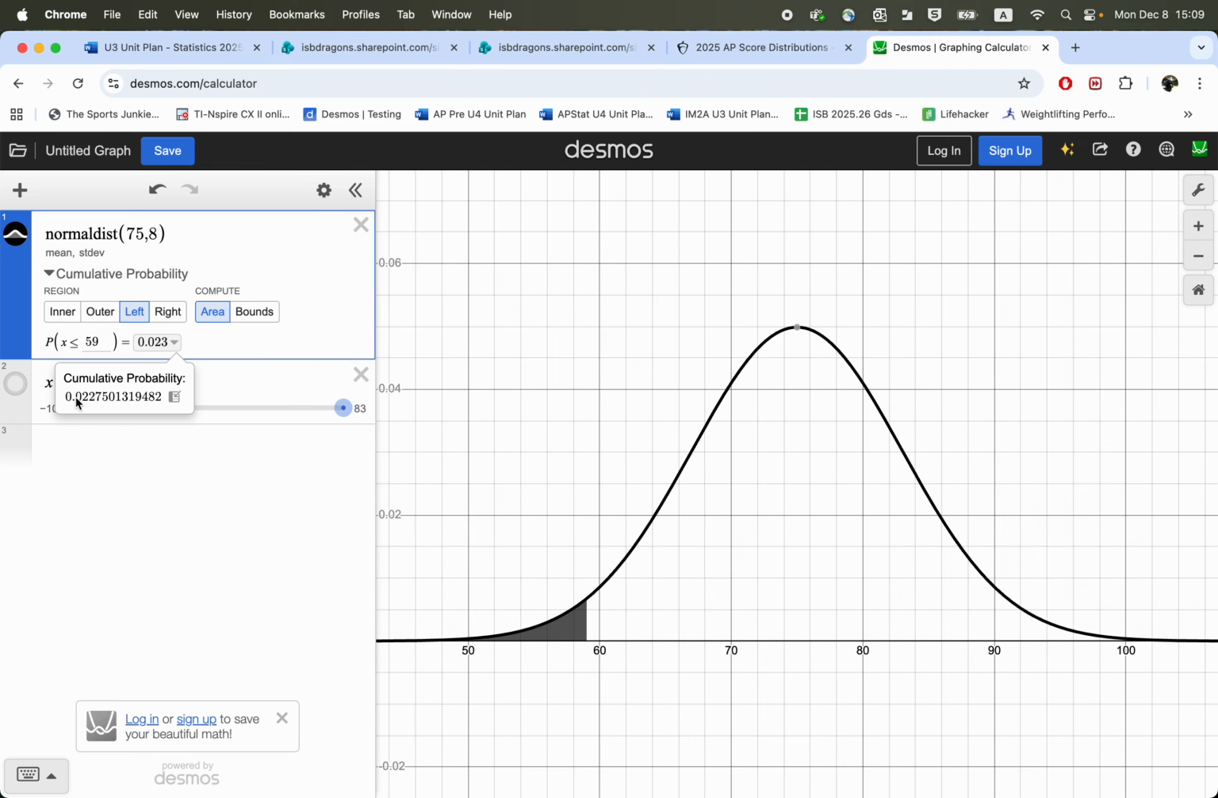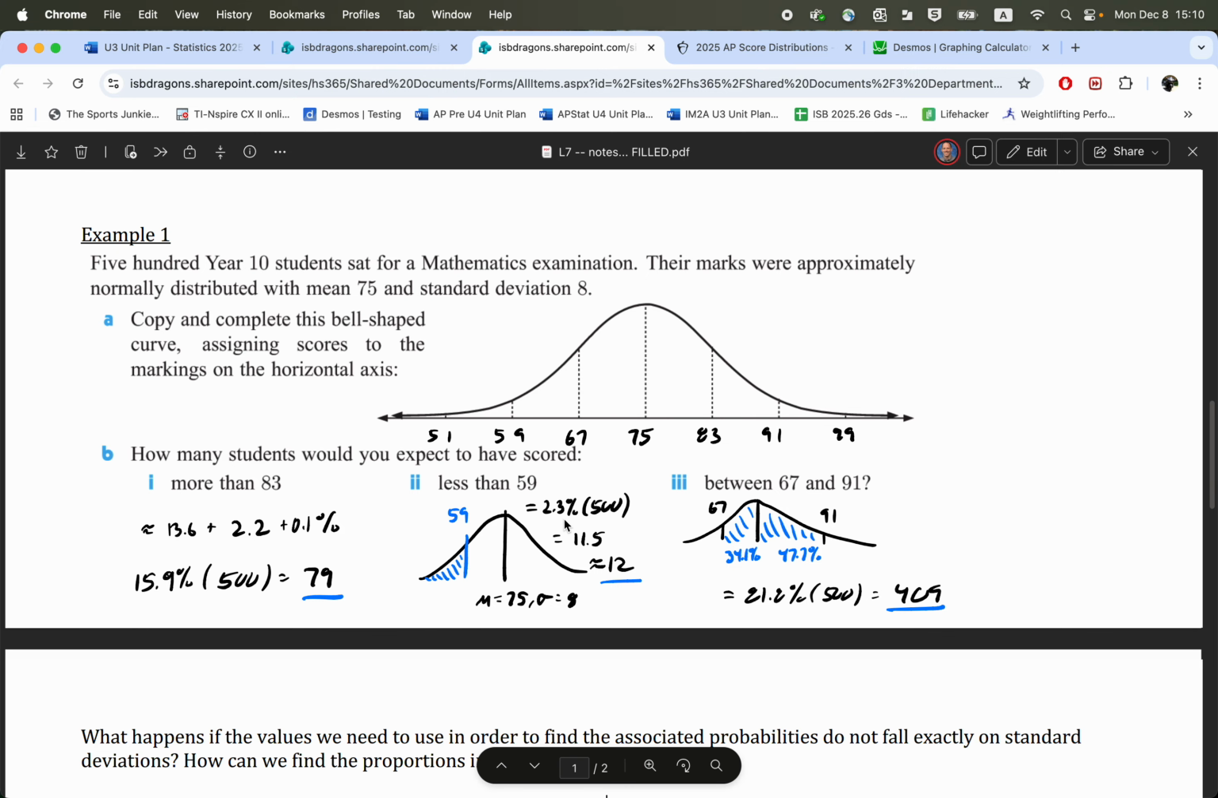Again, guys, here's the decimal: 0.0227, which is about 0.023, which is 2.3%. So if I multiply that 2.3% by my total number, I get the number.